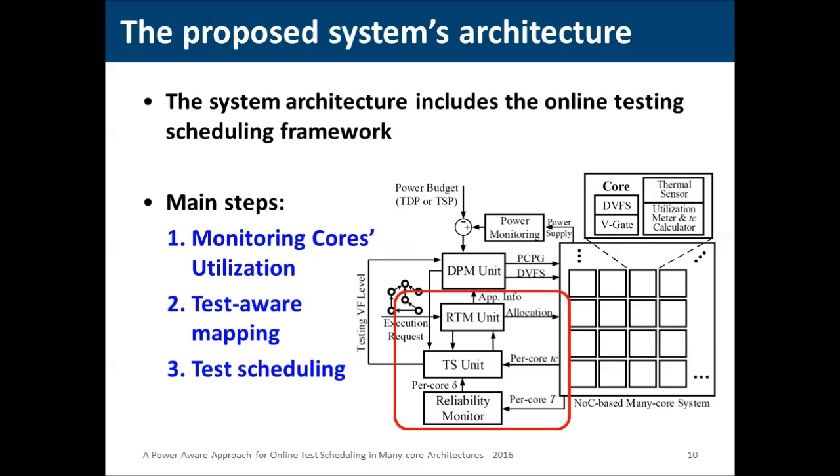Finally, the test scheduling unit checks if there is available power for testing candidate cores. Then among the candidate cores, the unit tests the one which is more likely to be used in near future allocation. The test scheduling unit also selects the voltage frequency level to be used during the test execution.